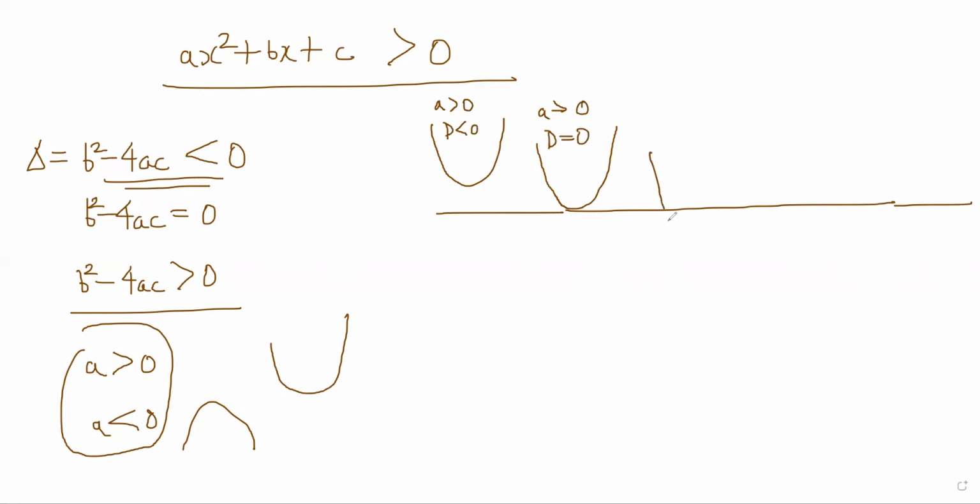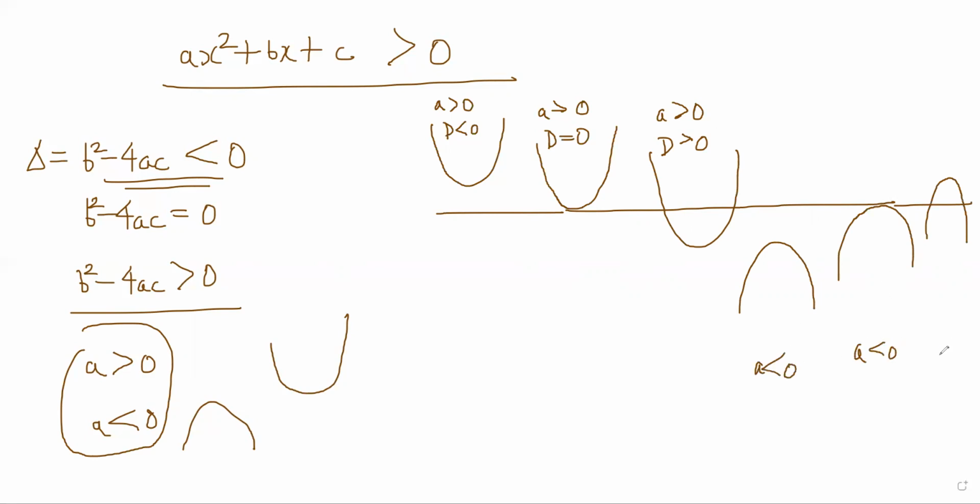Correct. If the third case is this, A is greater than 0, D is greater than 0, right? Yes. And if A is negative, you have one case like this, again one case like this, and one case like this, right? A is negative, A is negative, A is negative. This is D less than 0, this is D equal to 0, this is D greater than 0, right?